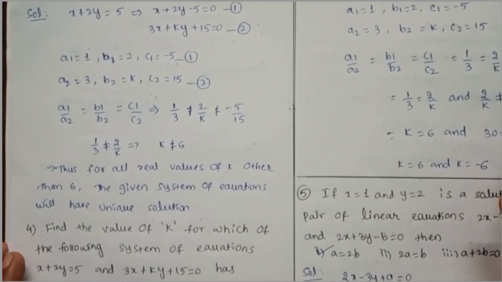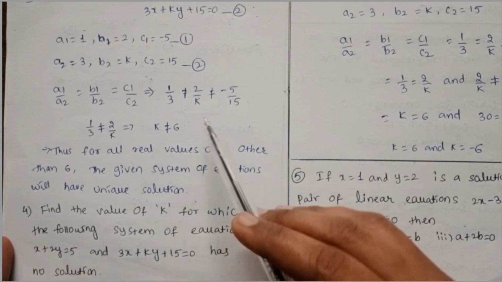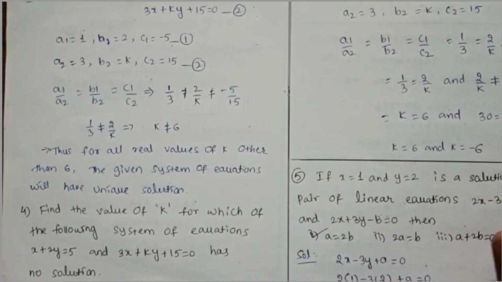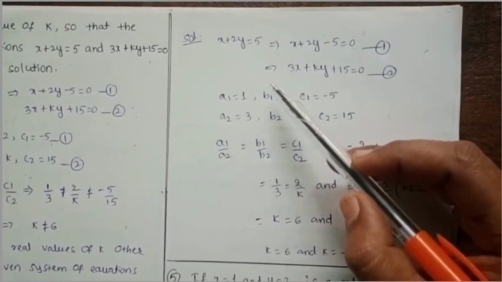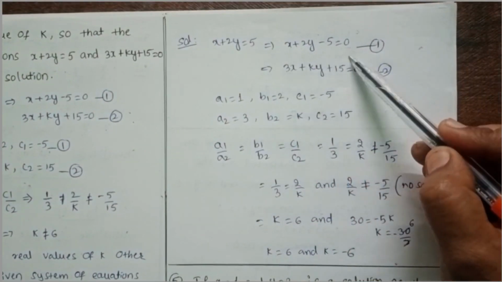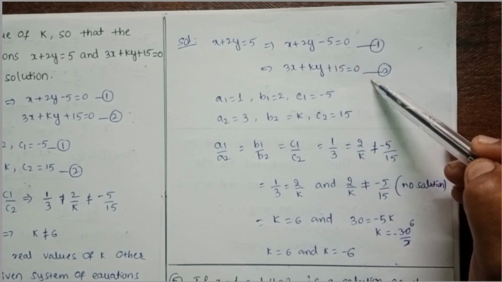Okay, next question is find the value of k for which the following system of equations x plus 2y is equal to 5 and 3x plus ky plus 15 is equal to 0 has no solution. In the previous question they gave one unique solution. Here no solution. See, again compare x plus 2y minus 5 is equal to 0, first equation, and 3x plus ky plus 15 is equal to 0, second equation.